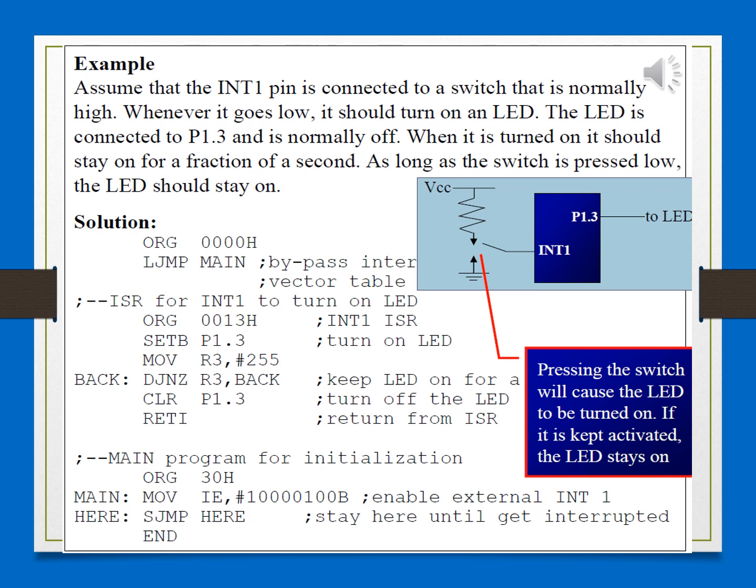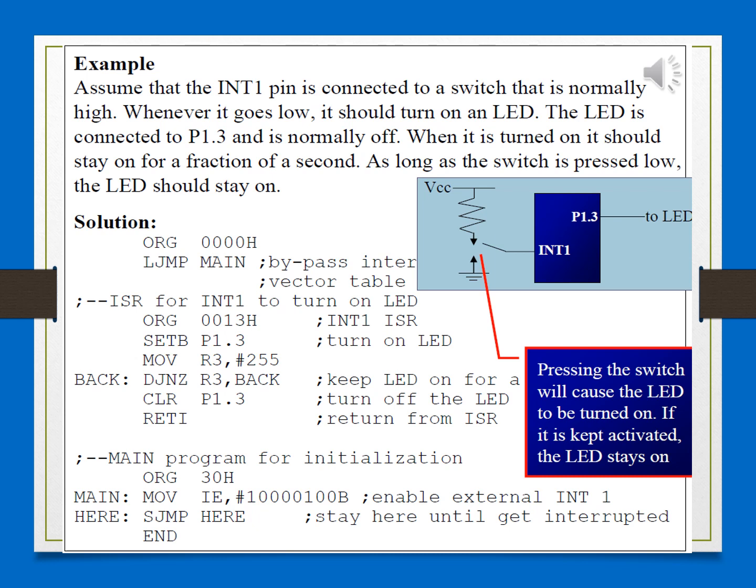Whenever there is an interrupt, it means a low signal is coming at the interrupt 1 pin, and then the LED should be on. So let's see how to write the program here. It starts with ORG 00 as usual, and we are avoiding the memory locations allocated for the interrupt vector table and the ISR. So we have to save our program in some other location. So we use the LJMP main instruction, which means your program is saved at ORG 30H.